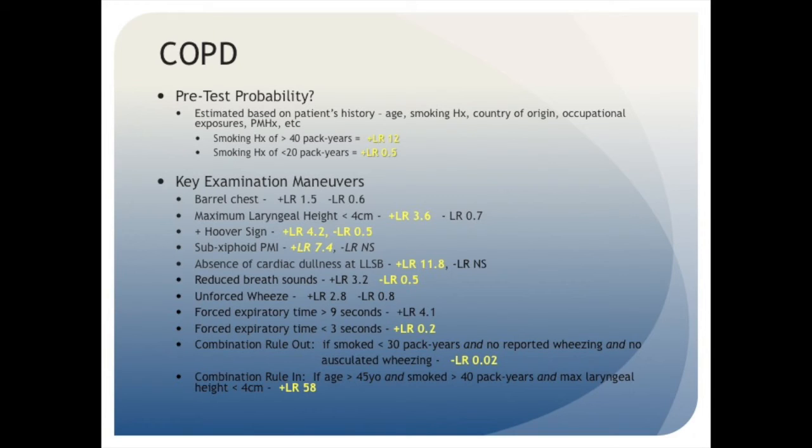For example, as a combination rule-out test, if a patient has smoked less than 30 pack years, has no reported wheezing, and no auscultated wheezing, then the positive likelihood ratio is 0.02, making it extremely unlikely that this patient has COPD regardless of what your starting pretest probability is. Conversely, if your patient is over 45 years old, has a smoking history of greater than 40 pack years, and a maximum laryngeal height, like we discussed before, that's less than 4 centimeters, that's associated with a positive likelihood ratio of 58. Again, that's extremely predictive, and you do well to remember it in the clinic.